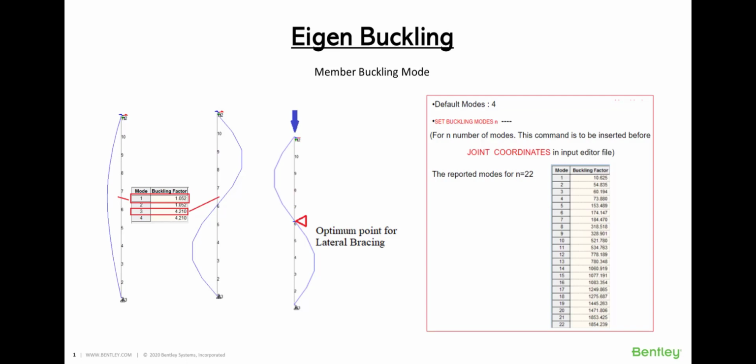Now, although the first buckling mode is required, one can get a lot of ideas from the consequent modes. See the second mode in the picture. At the midpoint, as there is no lateral movement in the second mode, the designer can get the idea to introduce the lateral bracing at this optimum position. Just a quick tip here, try to subdivide the member with internal nodes to get more degrees of freedom and get better mode shapes.